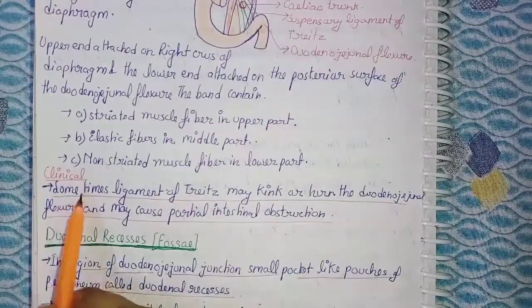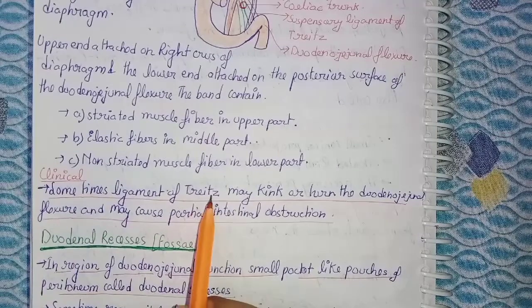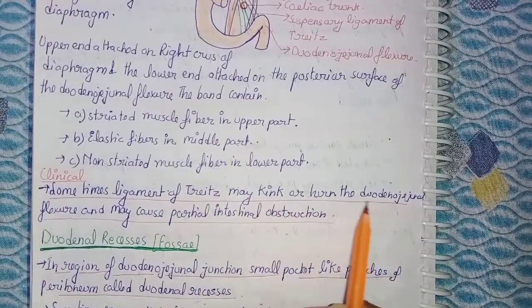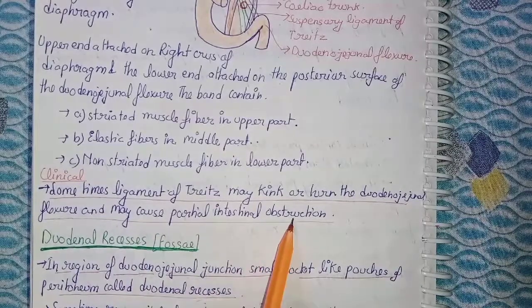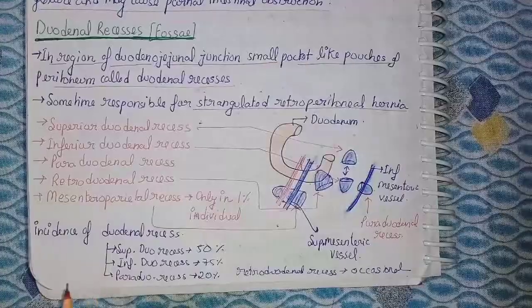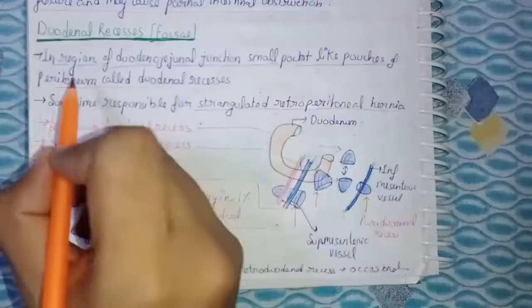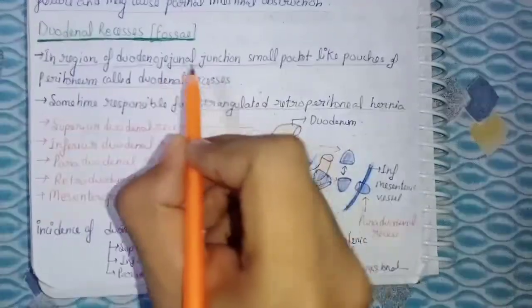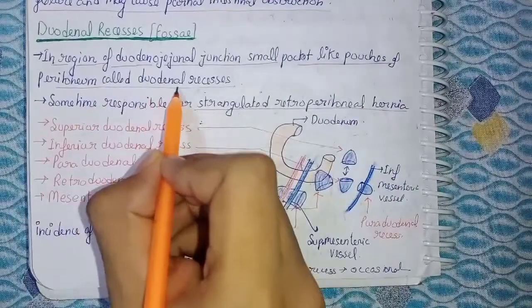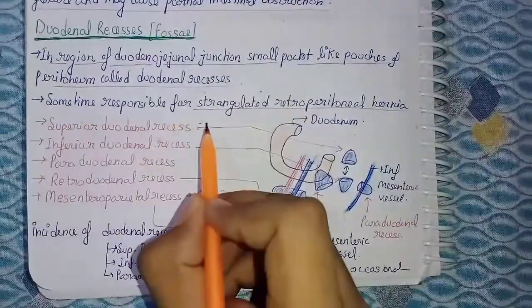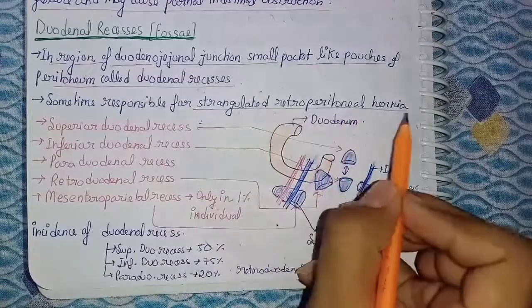Clinical. Sometimes the ligament of Treitz may kink or turn the duodenal flexure and may cause partial intestinal obstruction. Topic: duodenal recess or fossa. In the region of the duodenojejunal junction, small pocket-like pouches of peritoneum called duodenal recesses are present, sometimes responsible for strangulated retroperitoneal hernia.